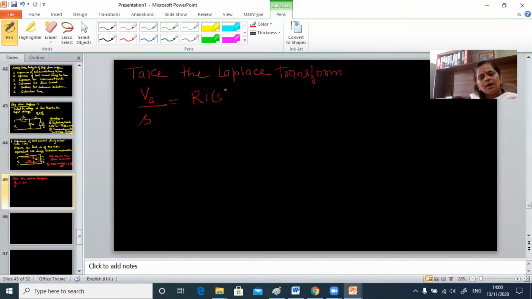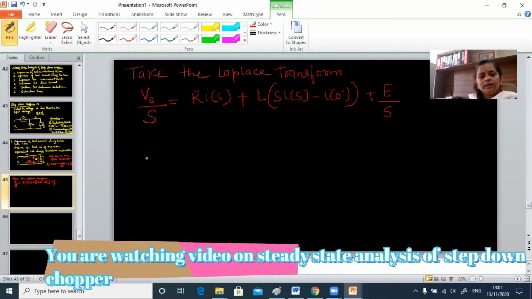What will be the Laplace of i(t)? I(S). I write this with a capital S as well. So this is capital S is equal to R I(S), then plus L di/dt, whose Laplace is L S I(S) minus I0 minus. Differentiation's Laplace we calculate like this. And again, E is a constant value because it is a DC source. So E by S. Now solve this.